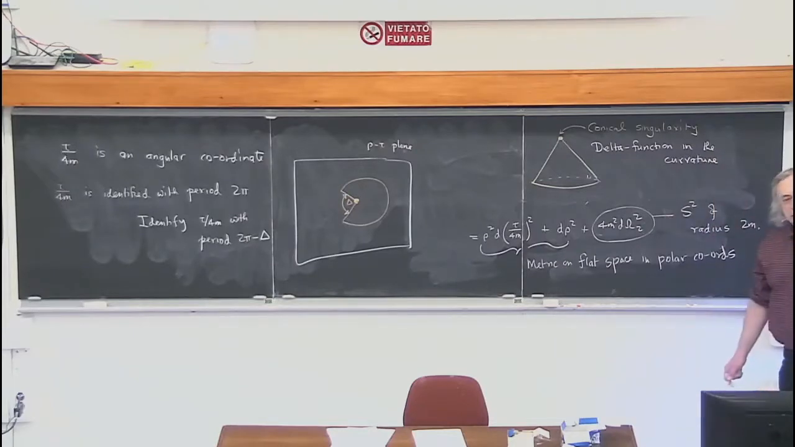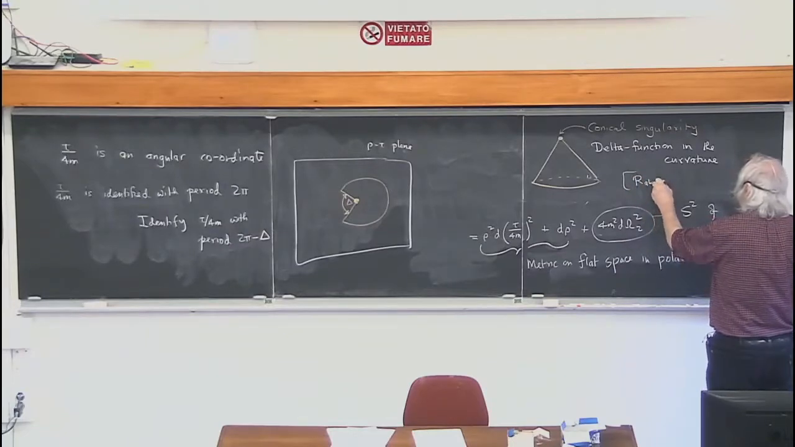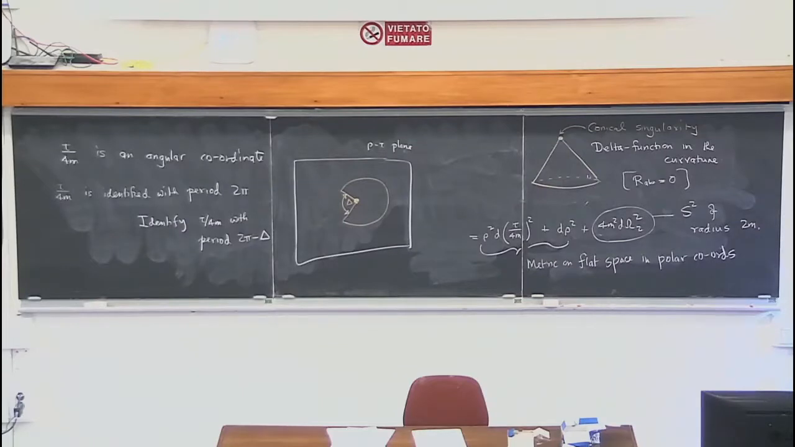So that would be an honest singularity, and in the spirit of general relativity we don't like singularities, so we just simply say that's not what's supposed to happen. It wouldn't, for example, solve the vacuum Einstein equations. Remember that those are just going to be R_AB equals 0. Instead you'd have R_AB as some kind of delta function.